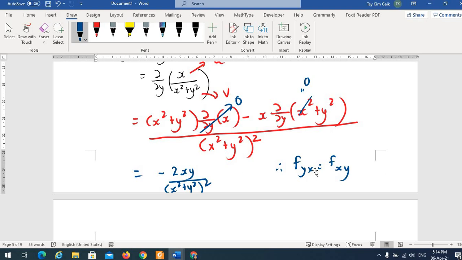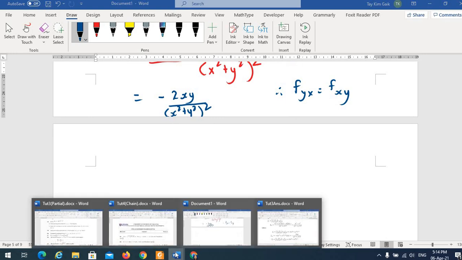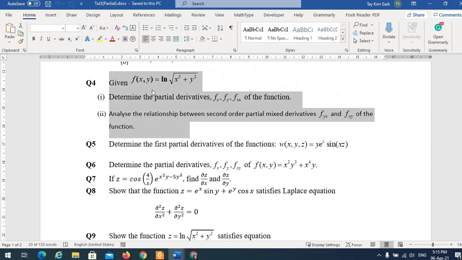So straight up to question 4. Any questions here? No. So already question 4.